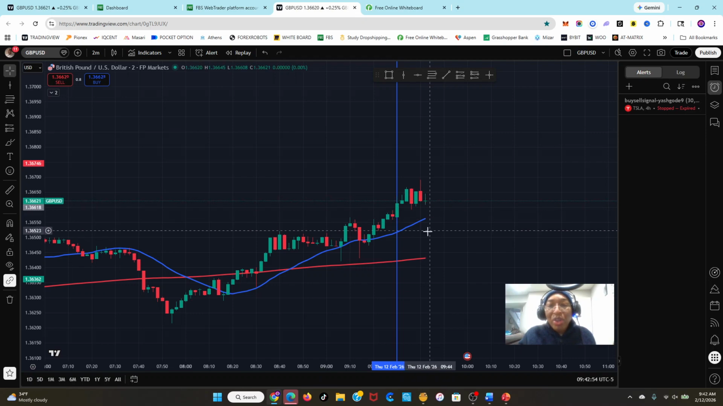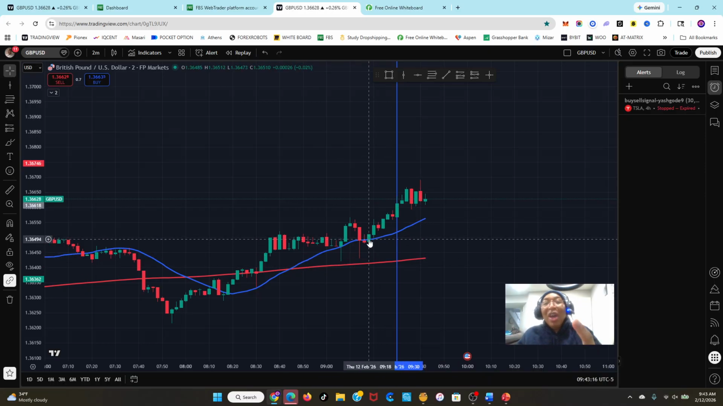But at some point, because of the separation between the 200 and the 20, it's just a matter of time before the 20 starts coming back down to the parent. The parent is the 200, the mother moving average. They move away from each other, but when they are far apart, at some point they're going to decide to come back together.